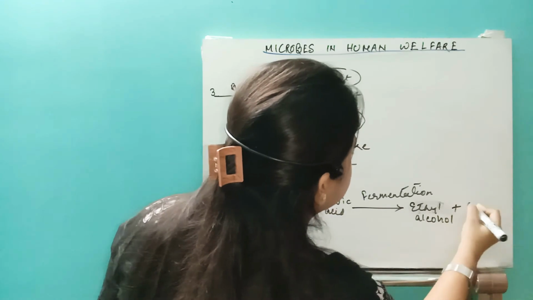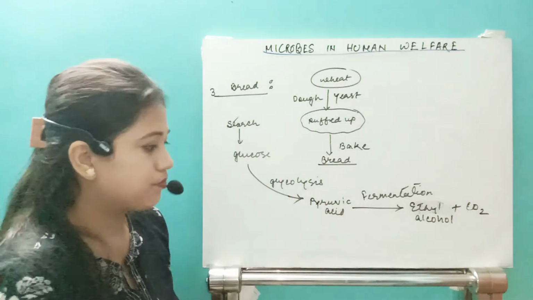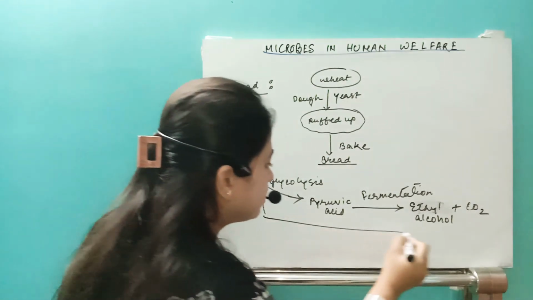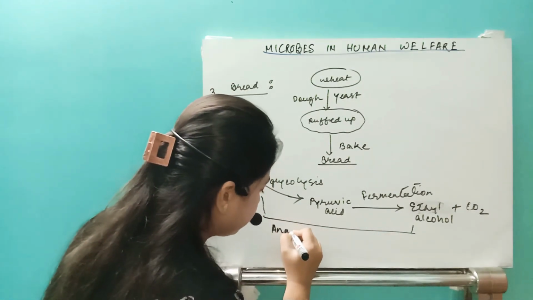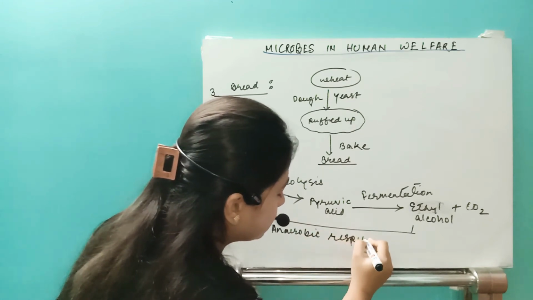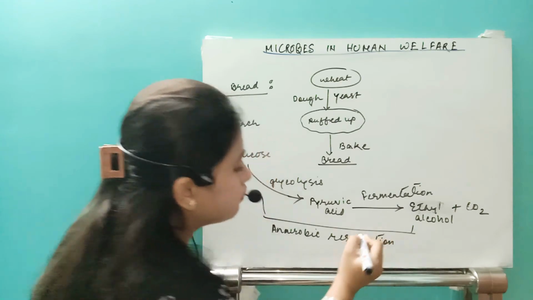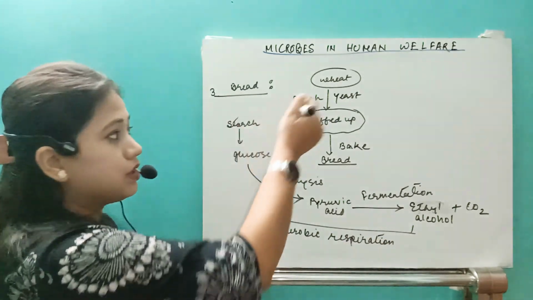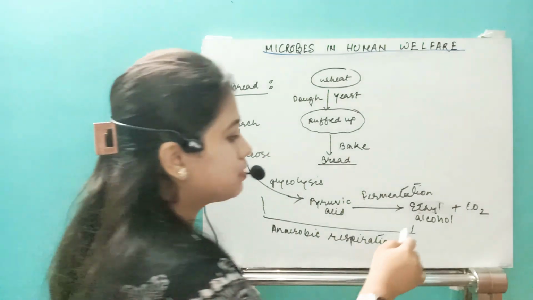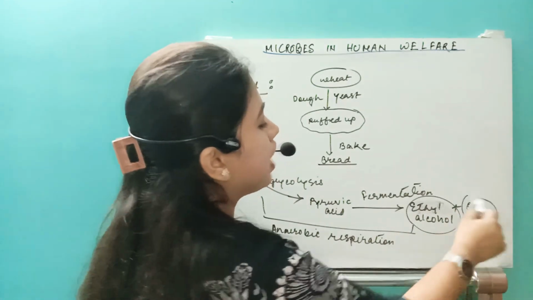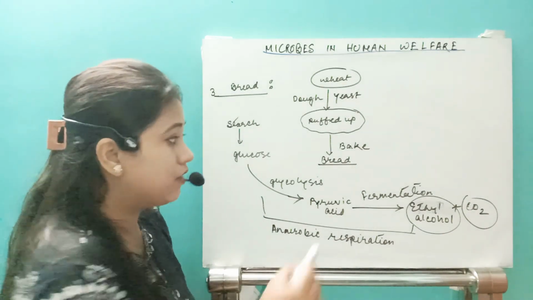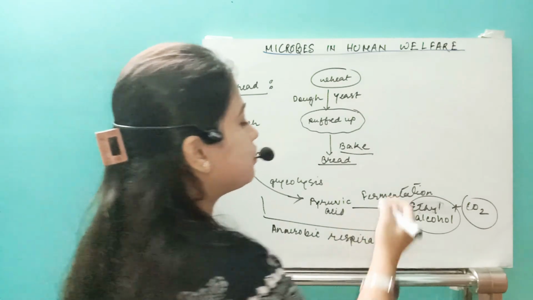And it produces carbon dioxide, right? So what will happen? This will undergo anaerobic respiration. Whenever the starch from the wheat undergoes anaerobic respiration, it produces ethyl alcohol and carbon dioxide. So that ethyl alcohol and carbon dioxide, whenever you bake, will evaporate.